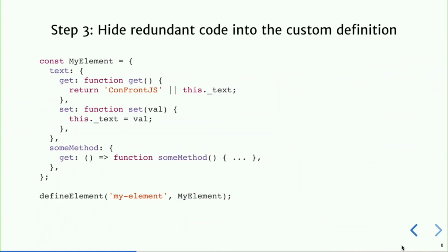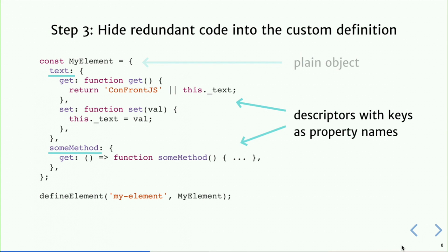So what can we do next? As you could see, there was a lot of redundant code. So we can hide it in our custom definition. Instead of creating those defineProperty calls, we can hide it in our own implementation. For now, we are thinking about our custom element definition as a plain object with a map of properties. The descriptors of the defined property, we are actually putting in the definition as just keys and values.